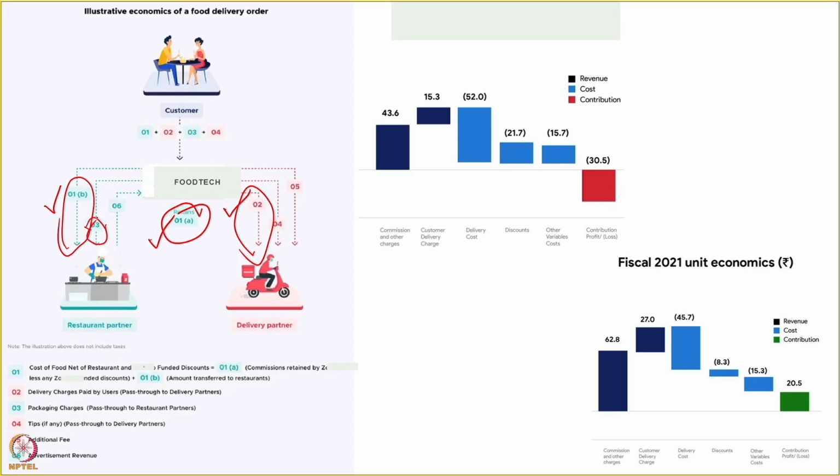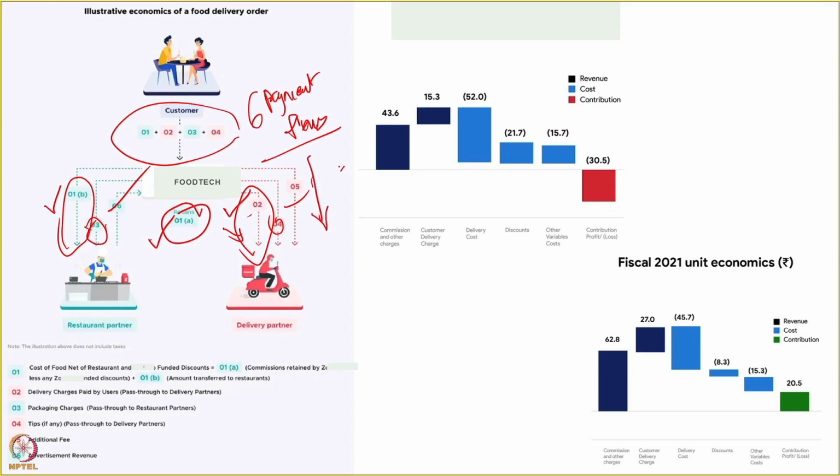This is basically the movement of money, which is delivery charges as well as the cost of the food. Packaging charges, in case there is a pass-through to a restaurant partner for packaging the food, will be separate. That comes here. And then tips and everything else are passed through to delivery partners. And additional fees as well as additional expenses. So, as a whole, there probably will be 6 payment flows in and out of the engine, which need to be processed efficiently.